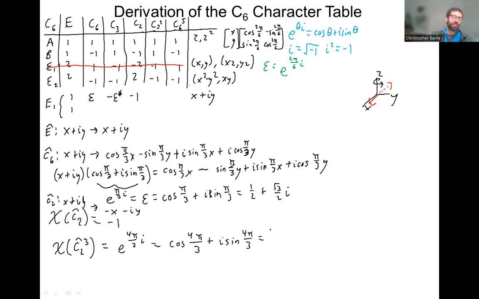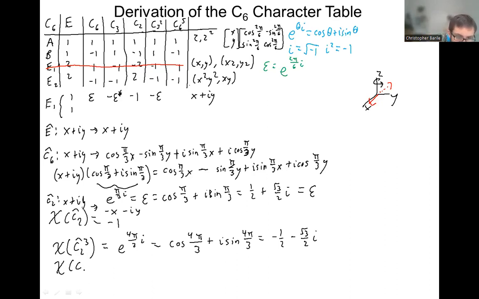Well, a cosine of 2 pi over 3, that's a 120 degree rotation. So 4 pi over 3 is a 240 degree rotation. So down on the bottom left of our unit circle, so the cosine 4 pi over 3 is negative 1/2, and the sine is negative root 3 over 2. And we have the i. So again, we look at this, and what is it in terms of epsilon? This is epsilon, right? I'm just going to write epsilon here so it's easier to see. It's just the negative of epsilon. That's going to be our character.